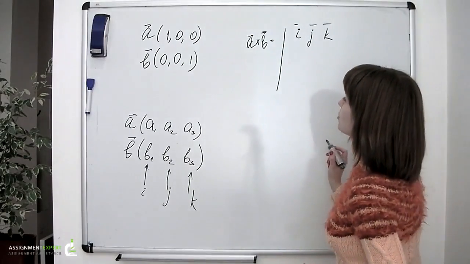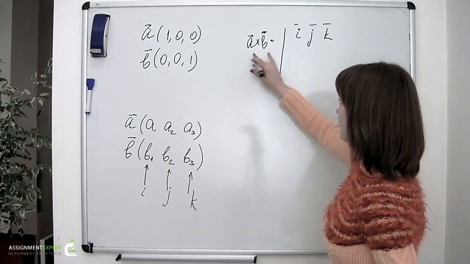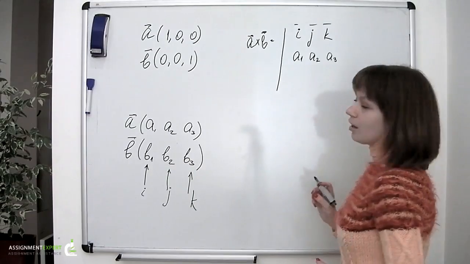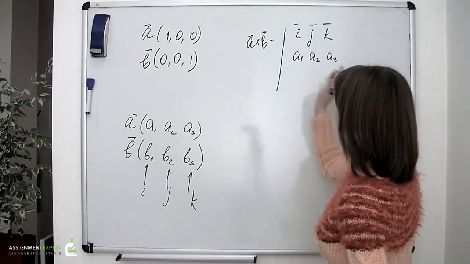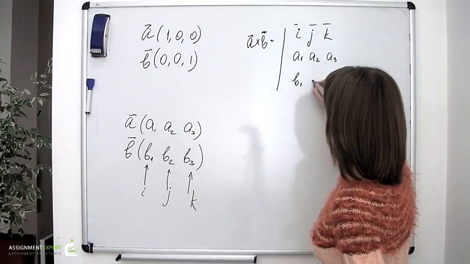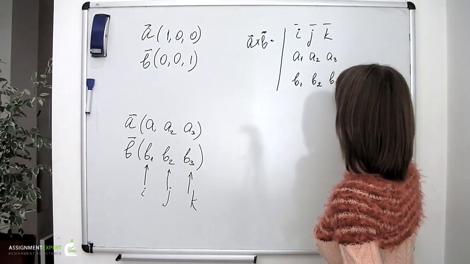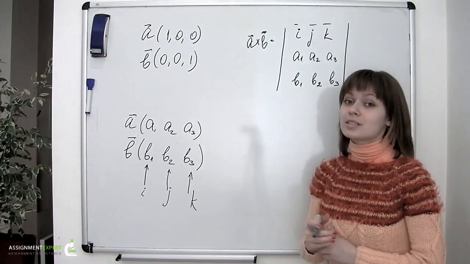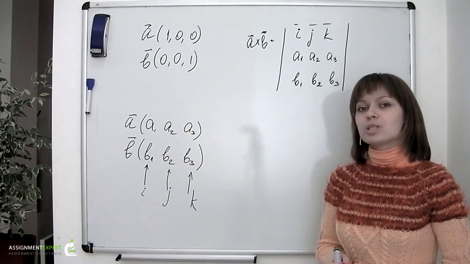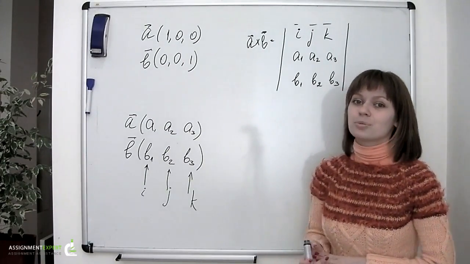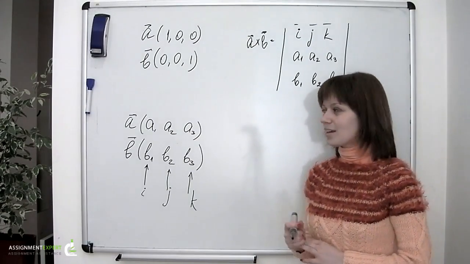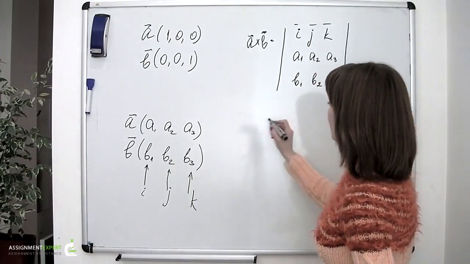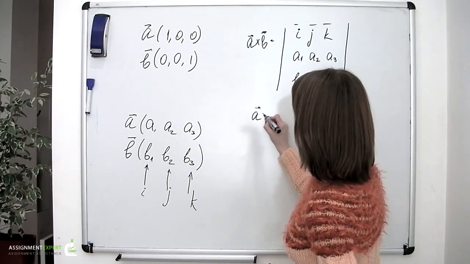The second row is formed by the first vector in the product, which is A. So we have A1, A2, A3. And the third row is the vector B. So we have B1, B2, and B3. Now, in case you have forgotten how to solve determinants, or you're willing to learn how to do so, you might want to check one of our previous videos, namely the ones concerning finding determinants. So now I'm going to substitute the initial vectors given into the determinant, and proceed.